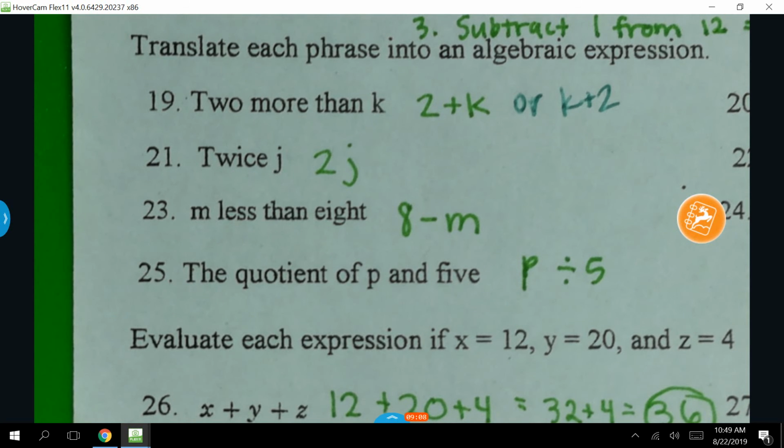23, M less than 8. So that less than says you have to switch the order. So it has to be 8 minus M. If you gave me M minus 8, that is completely wrong. Okay, so remember the less than is when it really, really matters that you switch it. And then 25, quotient of P and 5, P divided by 5. Good on those?